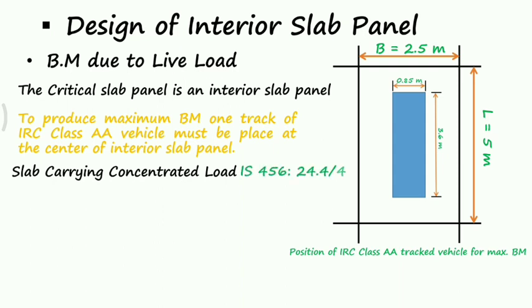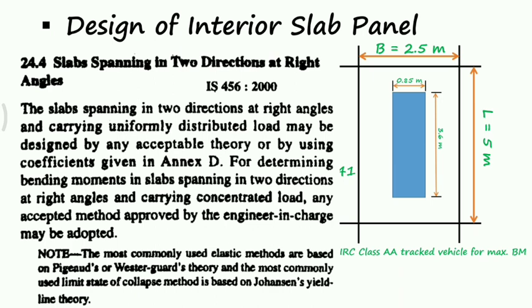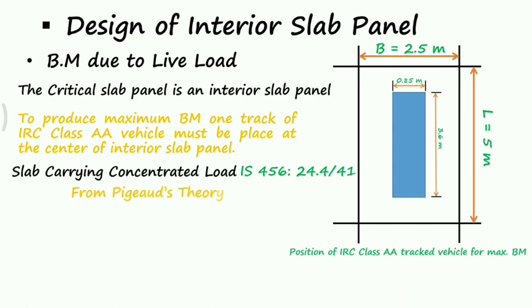As per IS 456, slabs spanning in two directions at right angles: for determining bending moments in slabs spanning in two directions at right angles and carrying concentrated load, any accepted method approved by the engineer in charge may be adopted. From the note, the most commonly used elastic methods are based on Pigeaud's or Westergaard's theory, and the most commonly used limit state of collapse method is based on Johansen's yield line theory. So here we'll prefer Pigeaud's theory.